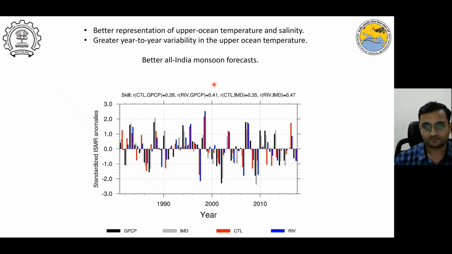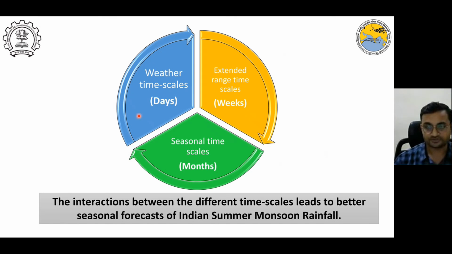Now, when we use this model to create seasonal forecasts of Indian summer monsoon rainfall for a long period of 1981 to 2017, we notice that the new model provides better forecast of the Indian summer monsoon compared to the older model. The interaction between the monsoon systems at different time scales, which is from days to weeks to months, has improved in the model. And the better seasonal forecasts are of vital importance for the economy and people of India.